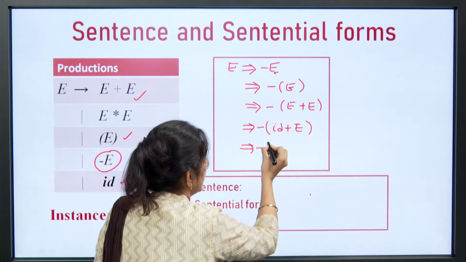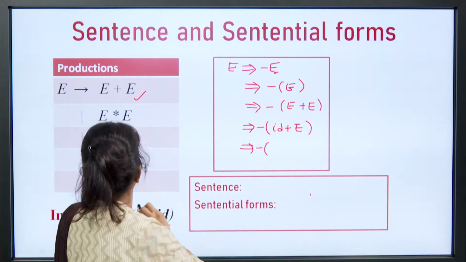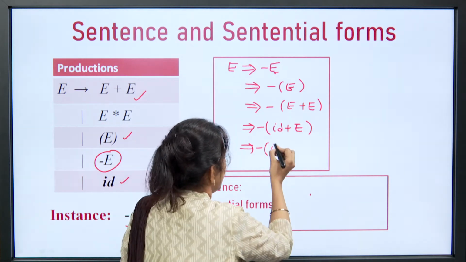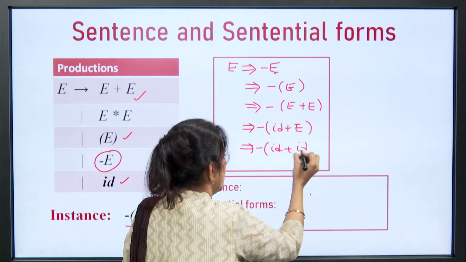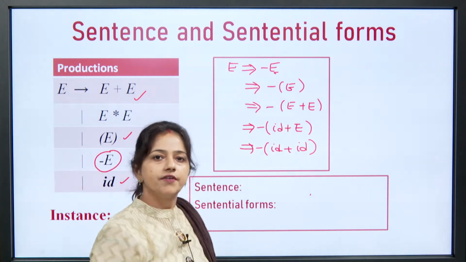Now, next here we have this E. Again this E should be replaced with the fifth alternate, E to id. So, here we will get id plus id. So, this is the derivation of this instance from the start symbol of the grammar.